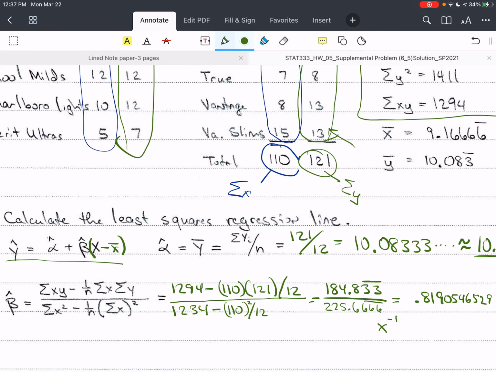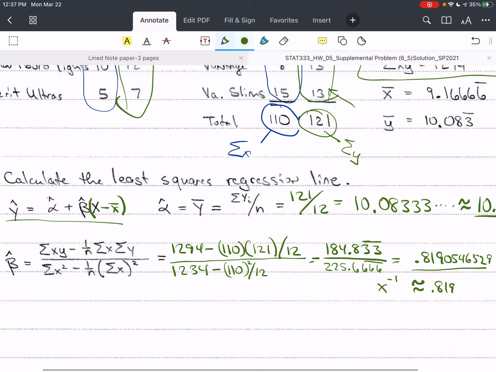Okay, so let me do the new denominator again. 1234 minus 110 squared divided by 12, 225 and 2/3, and then the numerator 1294 minus 110 times 121 divided by 12. Yep, 184. So divided by 225.6 equals, yep, 0.819. I must have hit the wrong button. Okay, so I'm going to round that to 0.819.